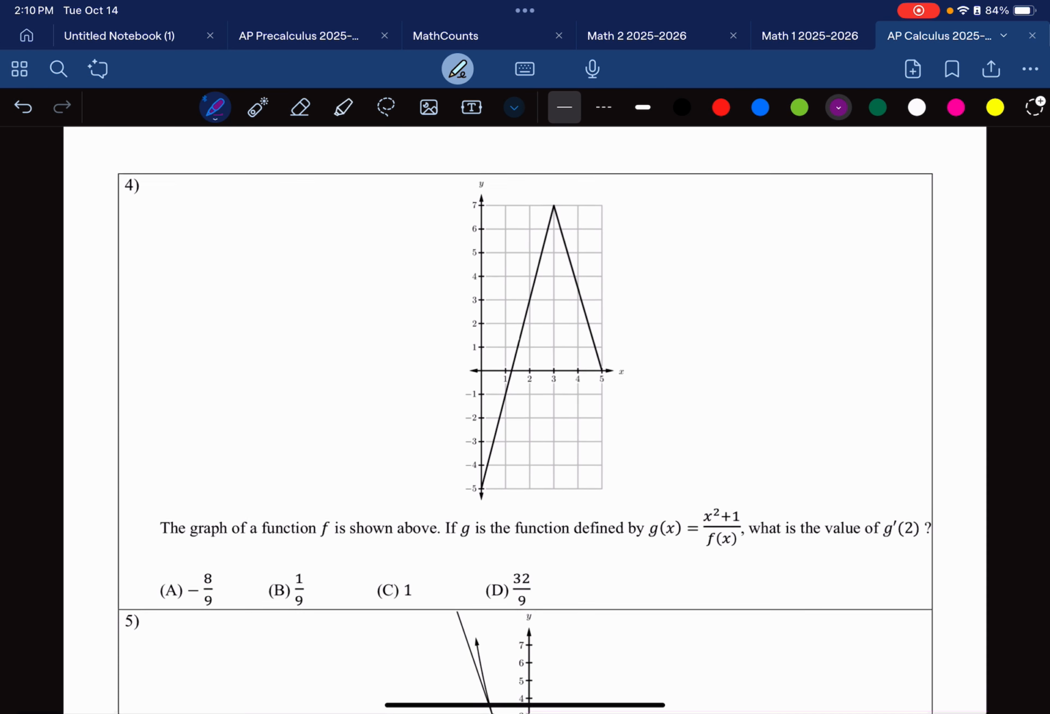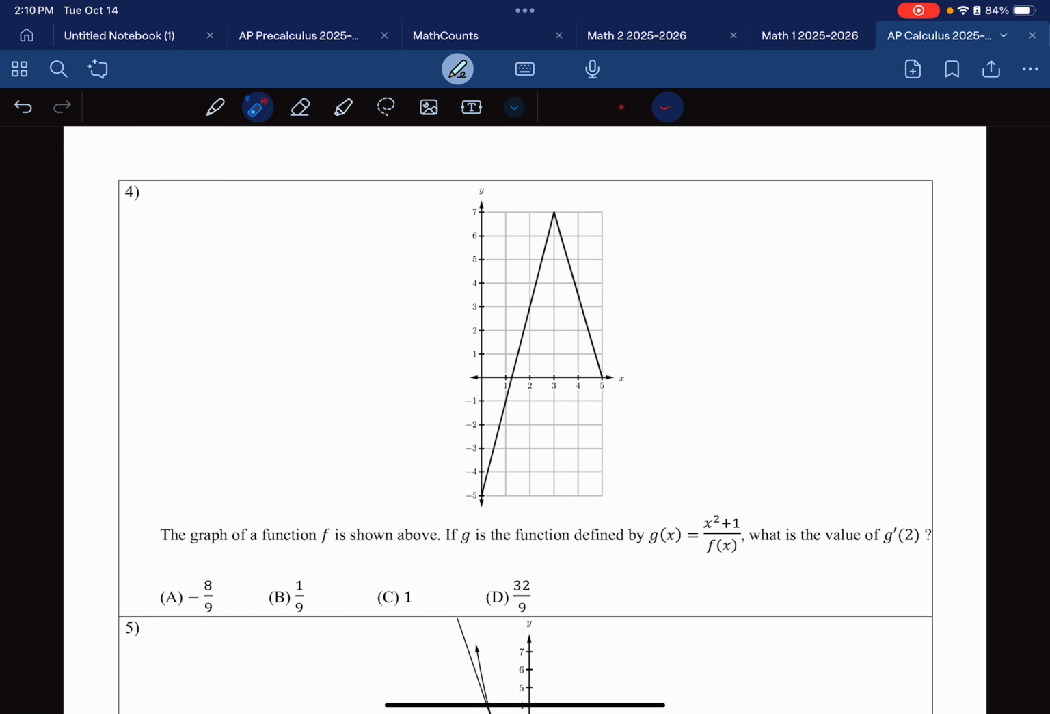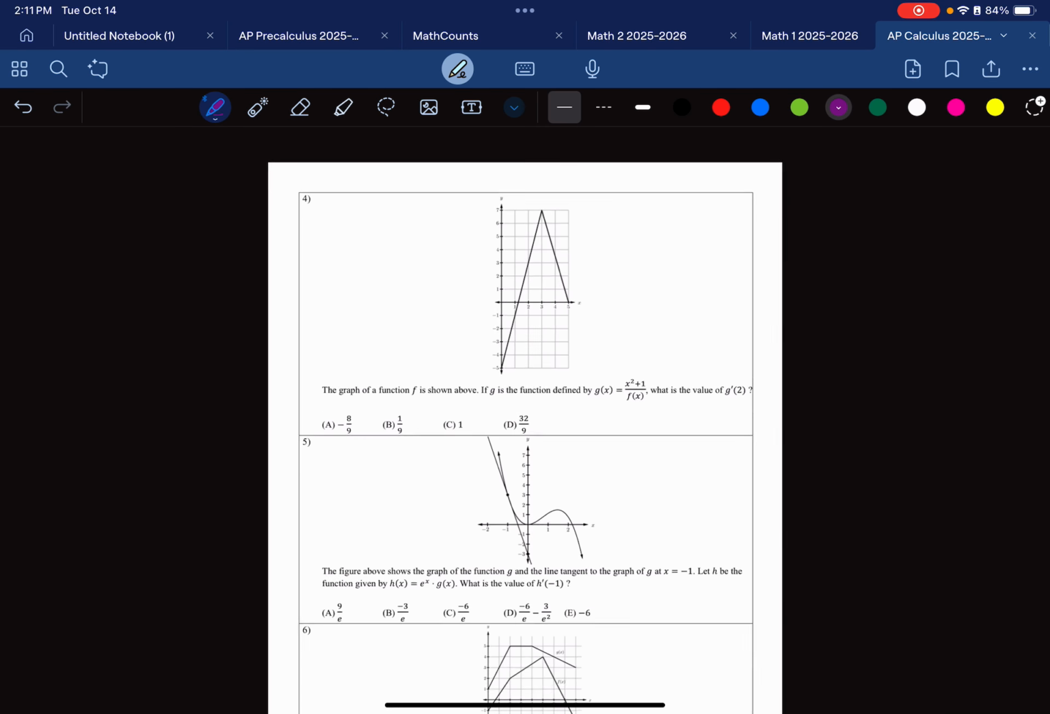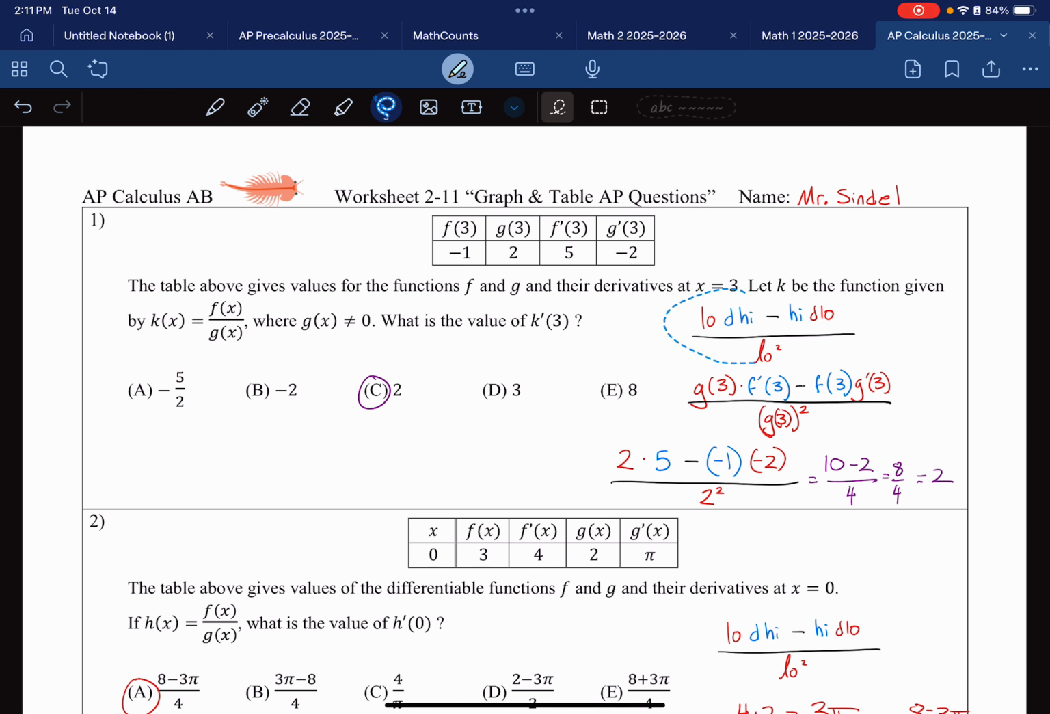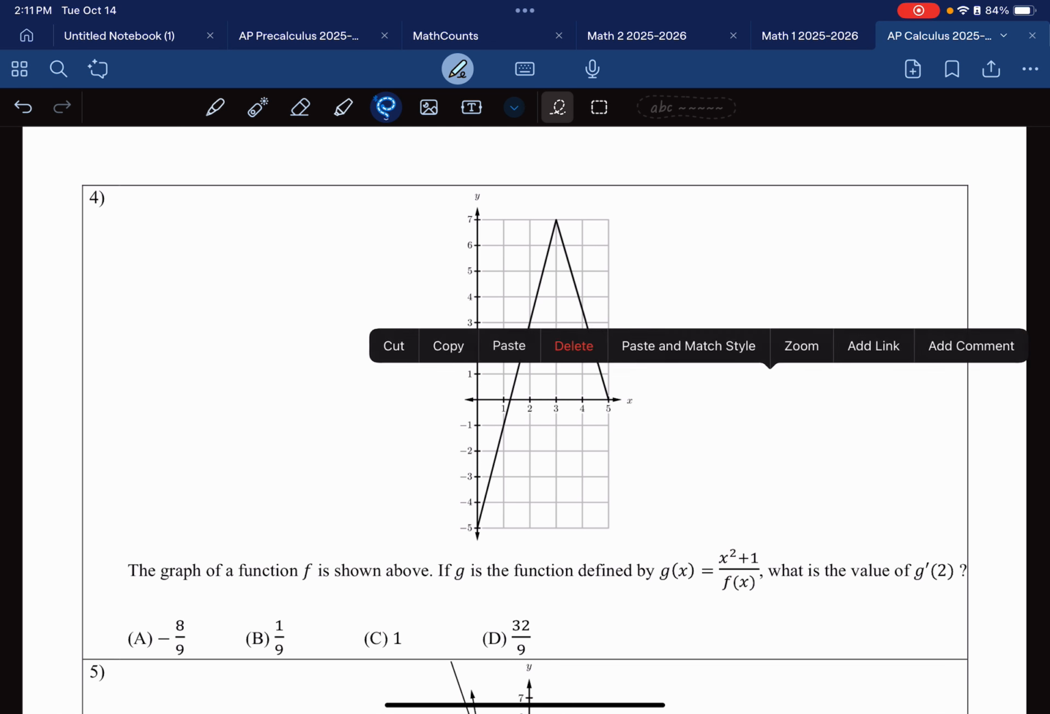All right, number 4. I'm noticing that I'm looking for g prime of 2. G prime, how do we define g? G is defined by this function, so I need to take the quotient rule of this. Just as a way to, I'll copy paste this, it will be a little bit faster. Here we go. I'm going to grab quotient rule, which we have all memorized. Grab u, copy u, come over here and paste it.